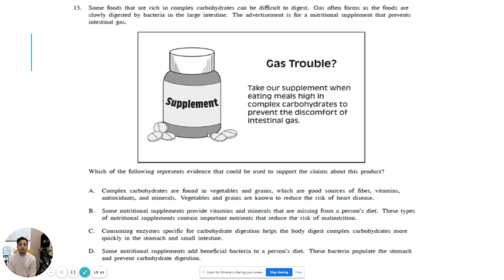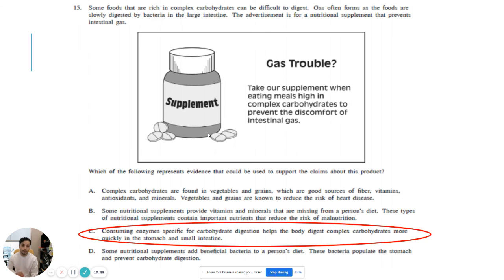Okay, so we know this is about enzymes, but think about why this is happening. Complex carbohydrates are making the food digest slowly, so we need something to kind of speed it up, so that way we won't get uncomfortable. So the only one it could be is C.